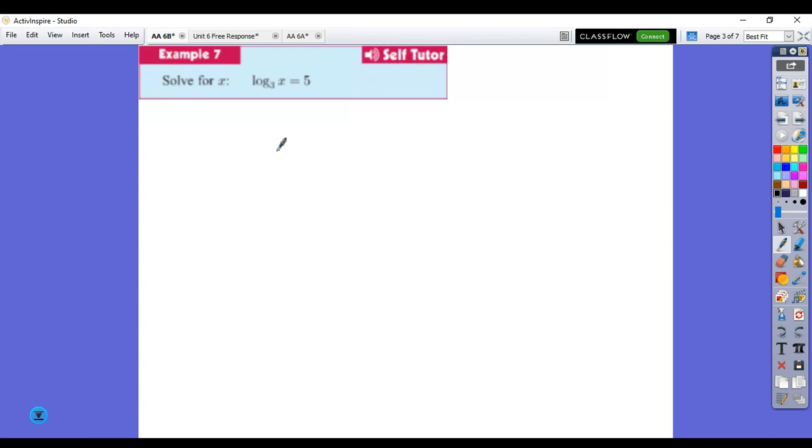All right, last problem. Anytime we're solving for x, we want to get x by itself. And so one of the strategies is just to rewrite exponentially. 3 to the 5th equals x, and 3 to the 5th is 243. And that's it.